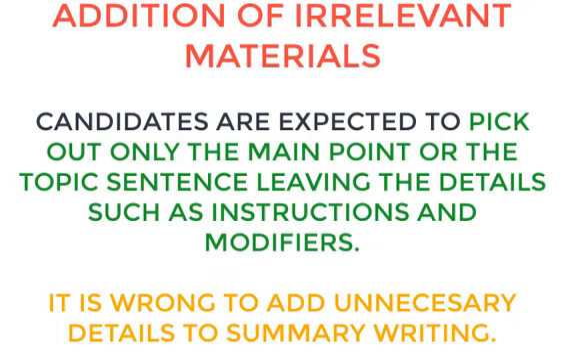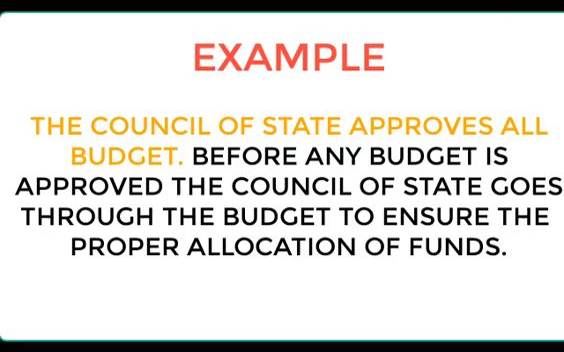3. Addition of irrelevant materials. Since summary writing is meant to test candidates' understanding, candidates are expected to pick out only the main points or the topic sentence, leaving out the details such as examples, illustrations, and modifiers. It is wrong to add unnecessary details to summary writing.